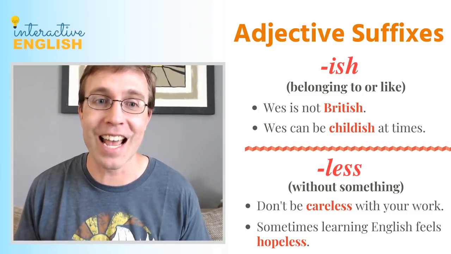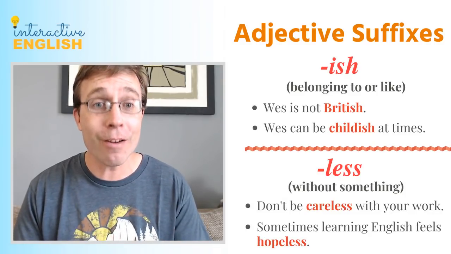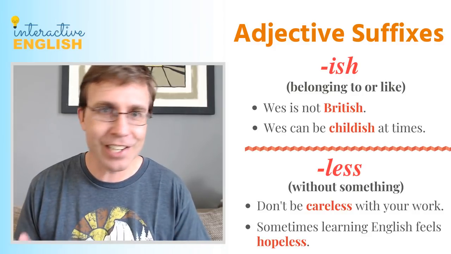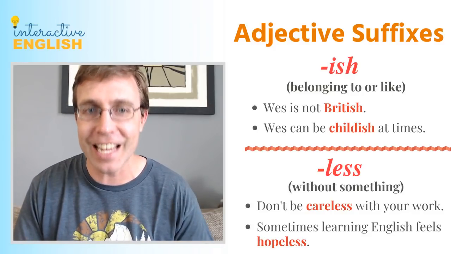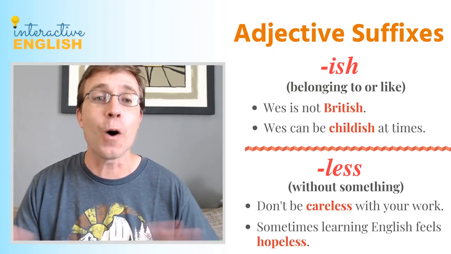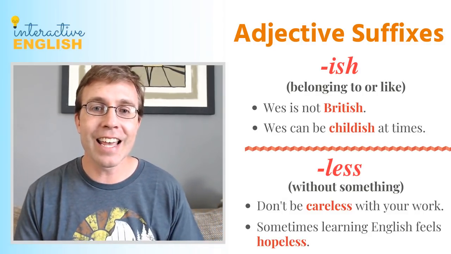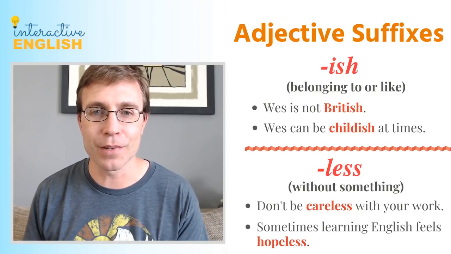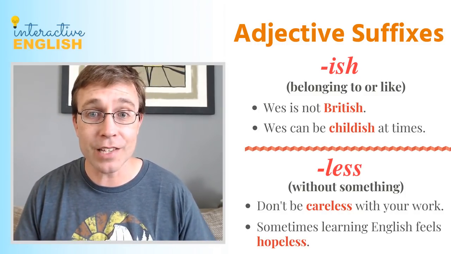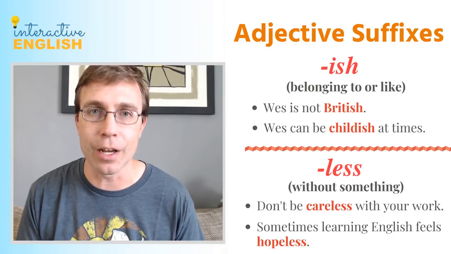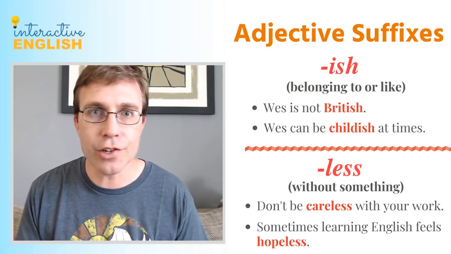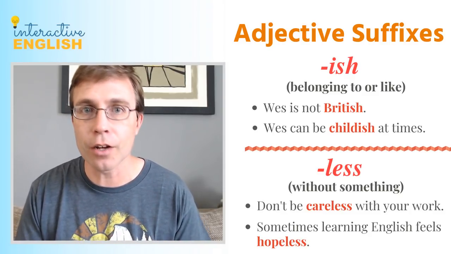My pronunciation, my accent, is American English. However, this lesson right here, suffixes, British English, American English, Australian English, Canadian English, this is just important for all English varieties. And the next word: Wes can be childish at times. Childish means acting like a child. So again, you have this one word, child. You can change it around: childhood, childish.